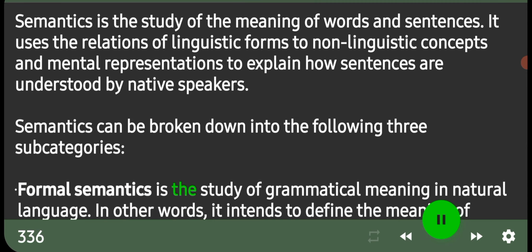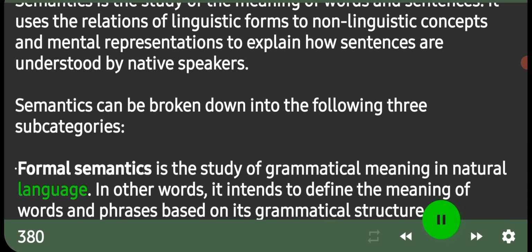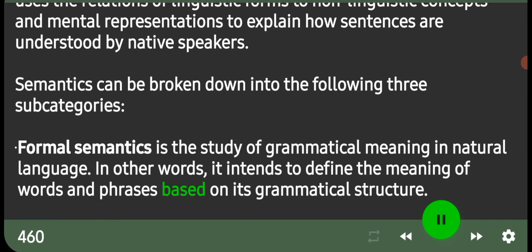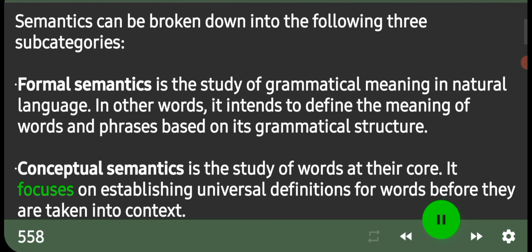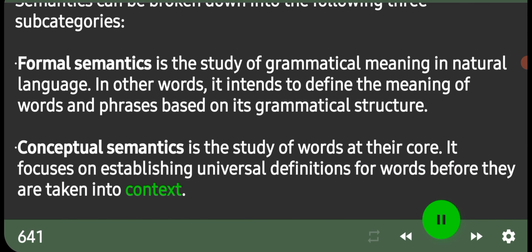Formal semantics is the study of grammatical meaning in natural language. In other words, it intends to define the meaning of words and phrases based on its grammatical structure. Conceptual semantics is the study of words at their core. It focuses on establishing universal definitions for words before they are taken into context.